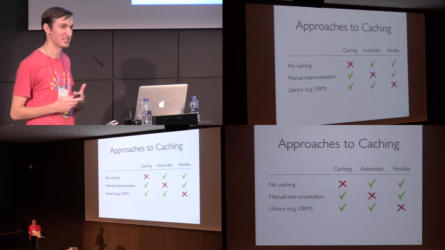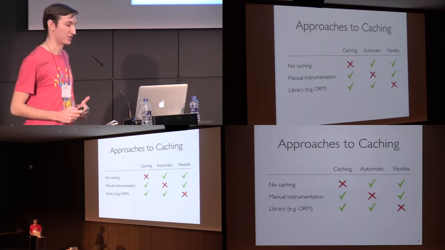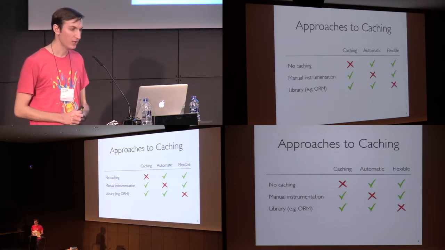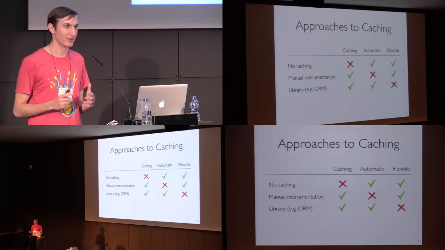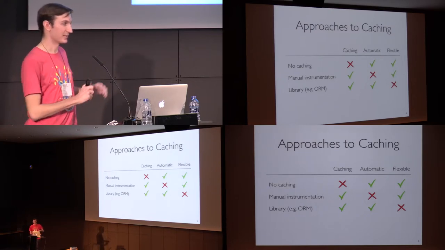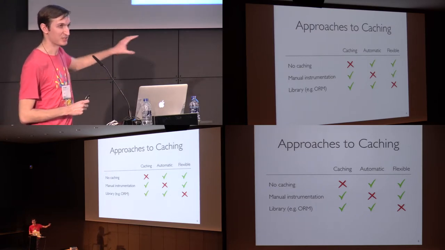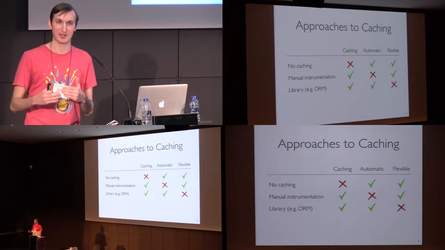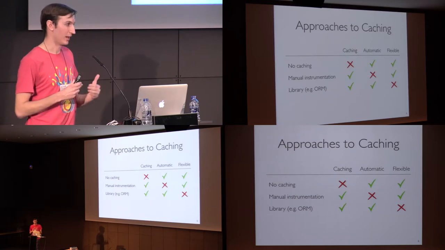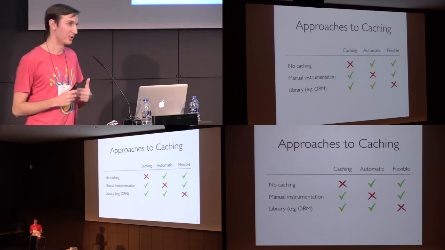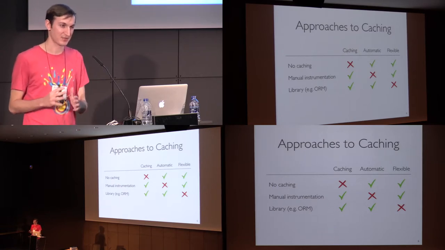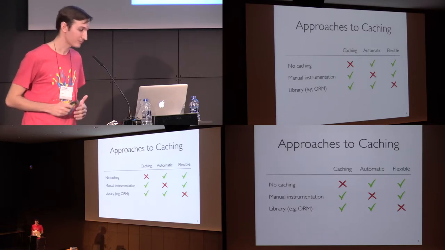Most web applications use some sort of library, such as an object resource manager, or ORM. But ORMs have the problem that they are not very flexible. Basically, instead of exposing SQL itself, these libraries expose some limited sorts of queries that you can make. And the library, such as the ORM, knows how to cache those queries efficiently and how to do the right invalidations for the limited set of updates they allow.